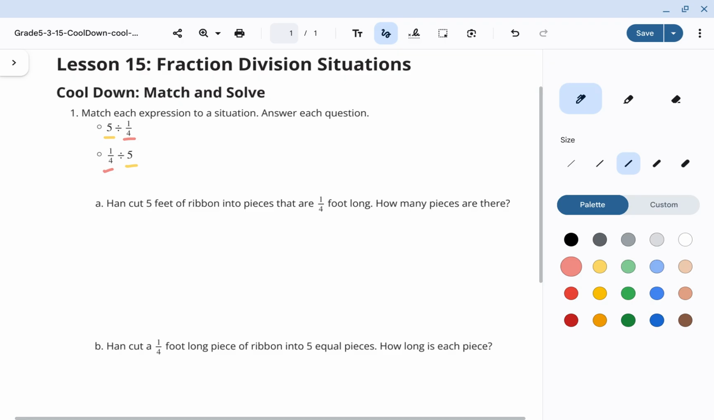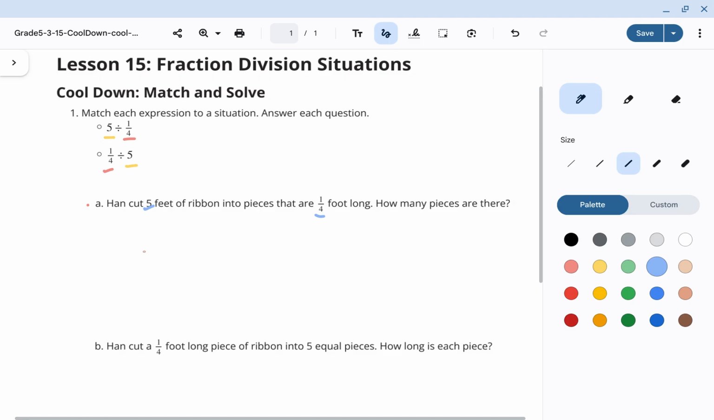Okay, so boys and girls, let's take a look here at A first, and let's decide which of the expressions can be used for this A situation. A says, Han cuts 5 feet of ribbon into pieces that are 1/4 foot long. How many pieces are there? So we have to ask ourselves, we have our 5 being our ribbon. We have our 1/4 being the piece size that it is going to be broken up into.